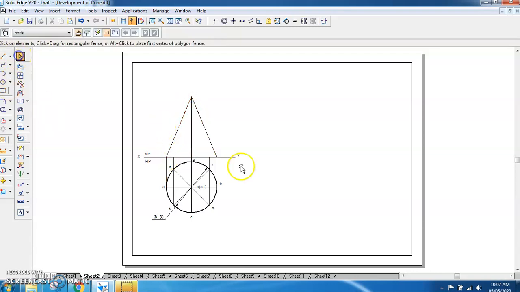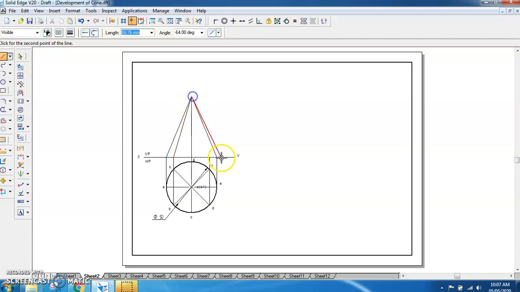So earlier we used to have the outer generators only, but when we are going for the development we have to show all the generators, because to get the smooth curve we have to get all the cutting points on all the generators. So once we complete this, we can make it thick.